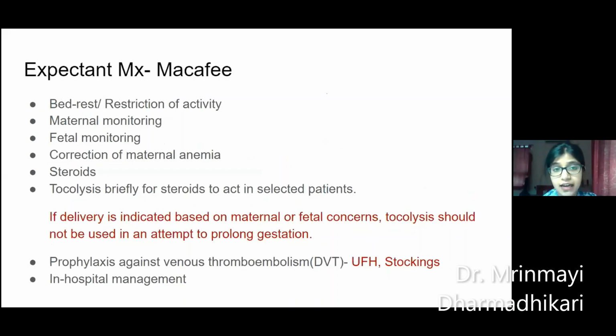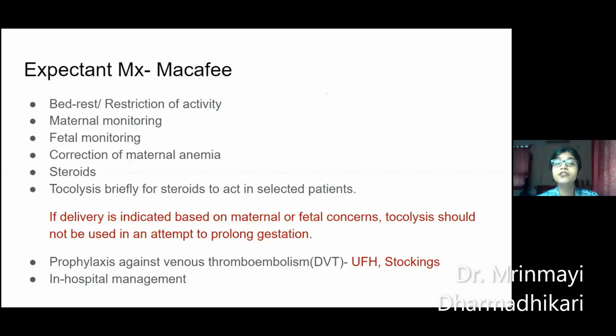Complete bed rest and restriction of activity. Maternal monitoring, very important. Her pulse, blood pressure, bleeding. Give her sterile vulval pads. Find out the amount of blood she's losing. Fetal monitoring, again, very important. Send her routine blood investigations, correct any maternal anemia if present, because you never know when she's going to have another episode of bleeding. So you might as well have her blood reserves in store. Administration of steroids in all premature patients. Tocolysis should be used briefly for steroids to act.